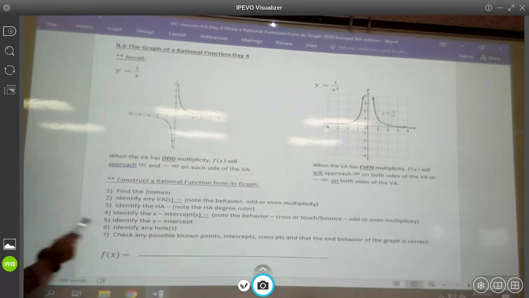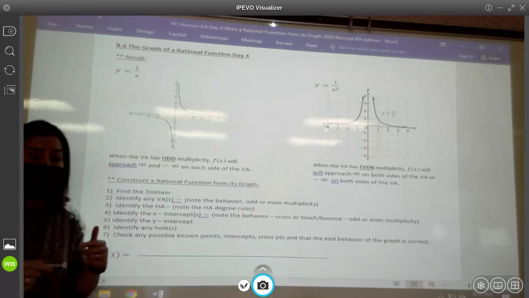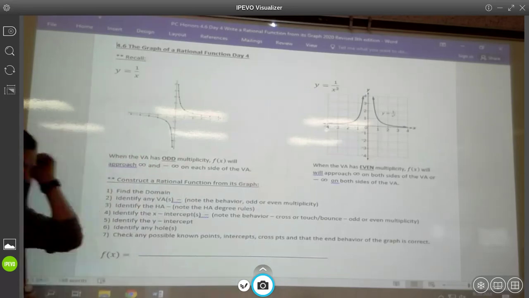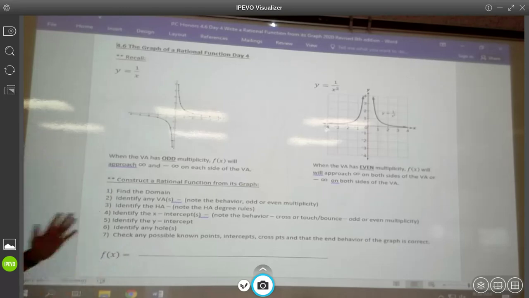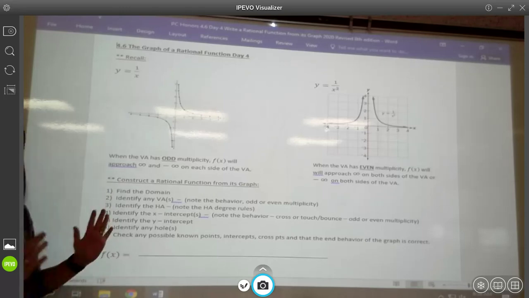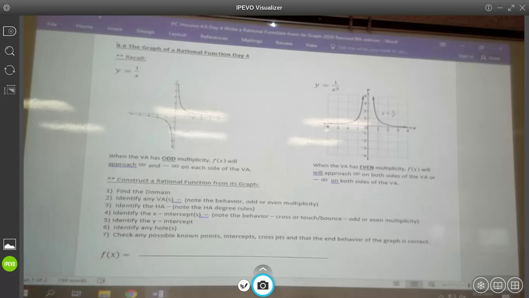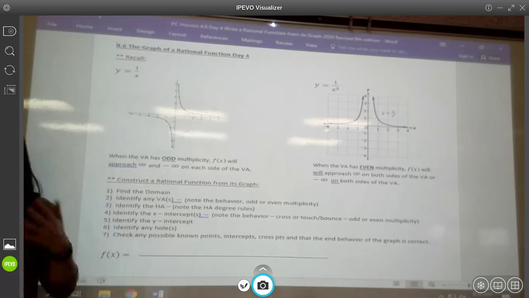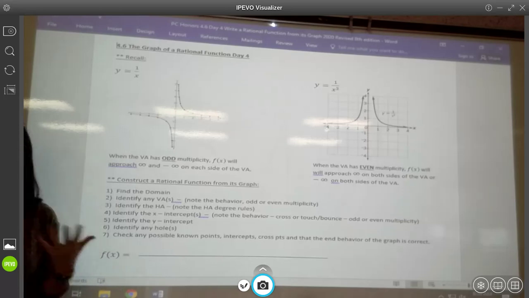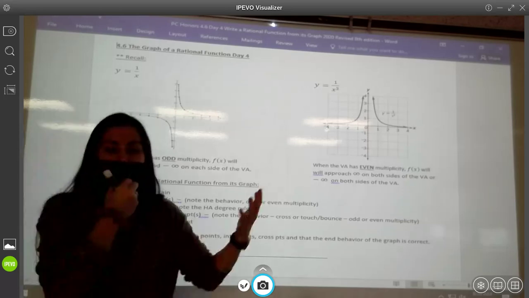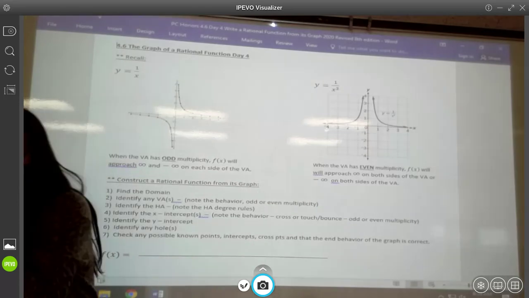We identify any holes, right? And they would have come from a factor that canceled on top and bottom. And then we can always check for any other known possible points, intercepts, cross points, and the end behavior of the graph. All right? So guys, when you're going to construct the equation, you want to think of what pieces do you need where? What factor would have been in my numerator? What factor would have been in my denominator?